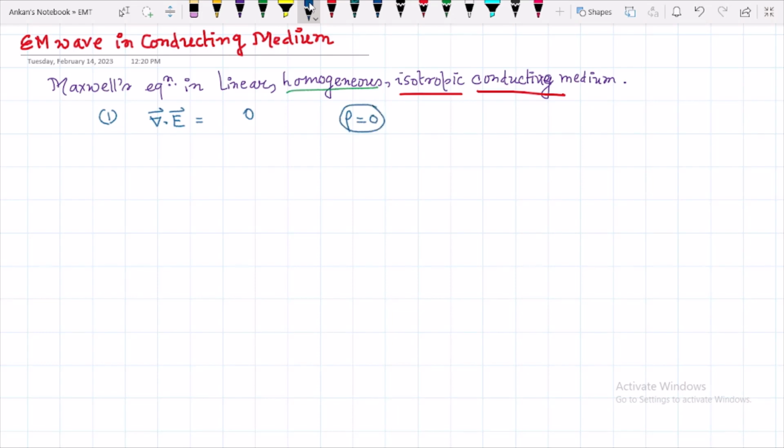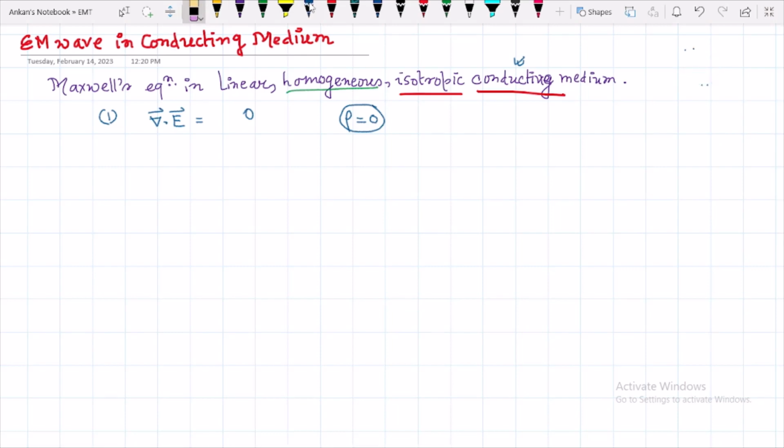inside the dielectric medium, sorry, inside the conducting medium, because all the charges are present at the surface of the conducting medium, not inside. So inside the conducting material the charge density is always 0, because we know that in a charged conductor the charge resides only at the surface, not on the inner portion. So at the inner portion the charge density is 0, so del dot E is equal to 0.